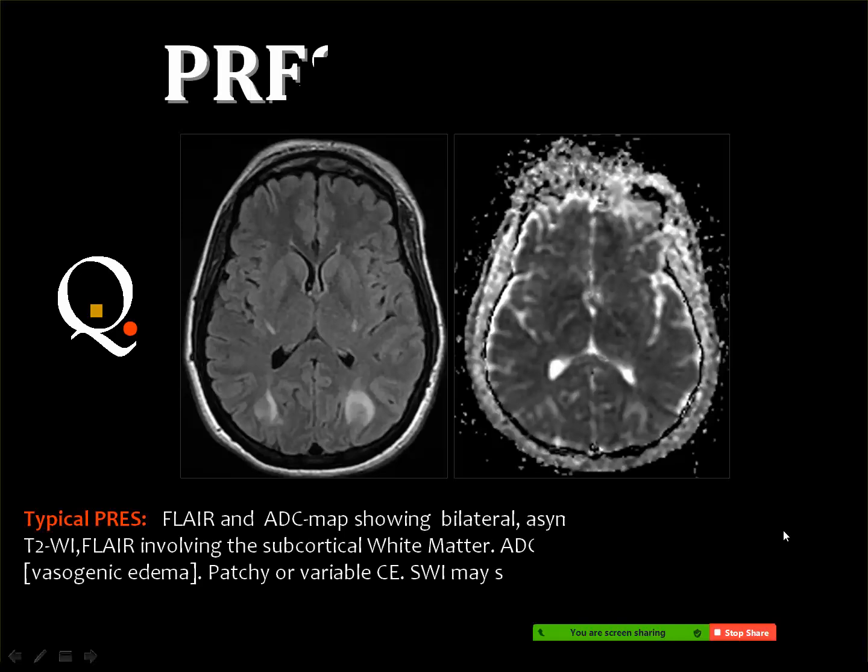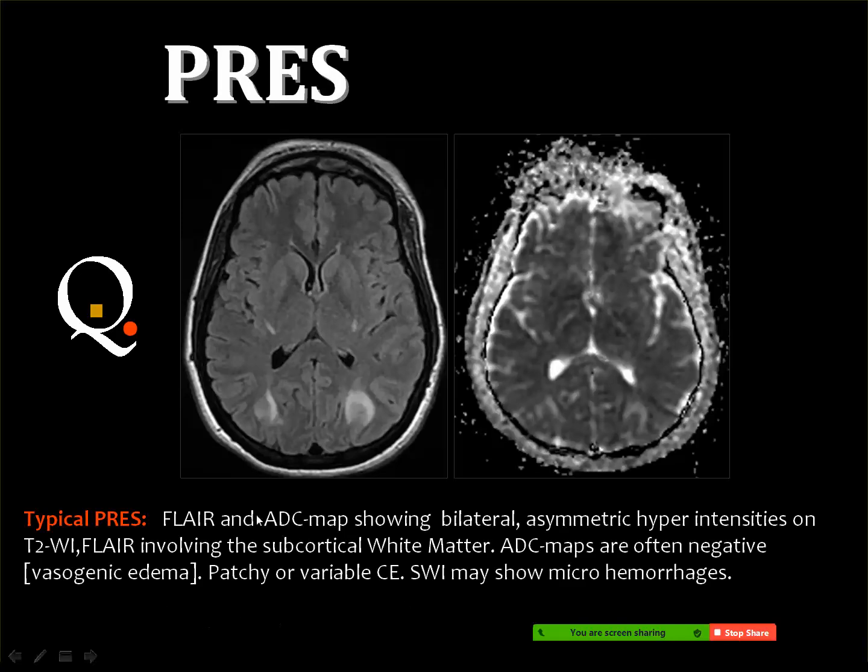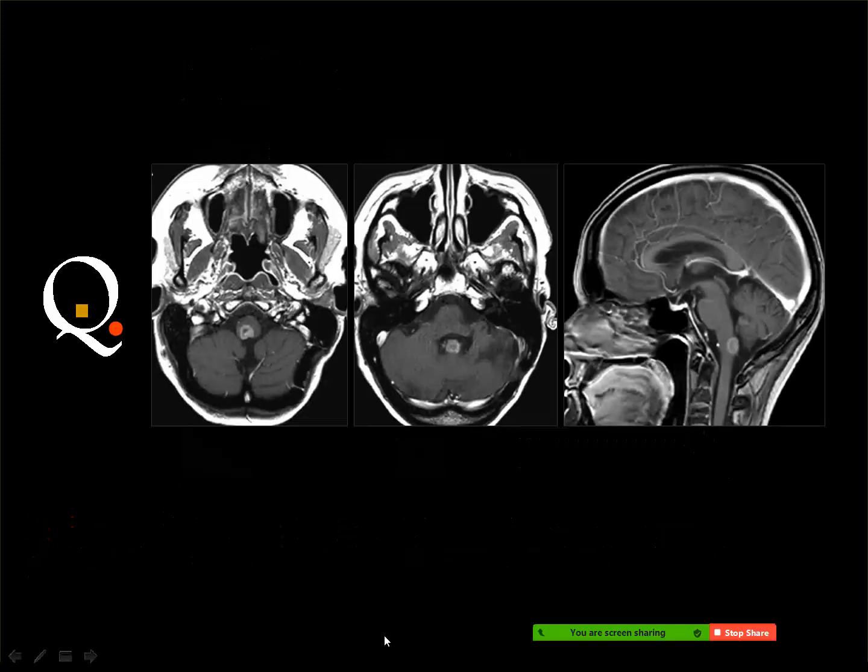Yes, very good. This is PRES, bilateral, almost symmetrical, high signal intensities in the posterior aspect of the parietal lobes on the FLAIR images with no evidence of diffusion restriction. And this is almost typical for the PRES lesions. They do not show diffusion restriction.